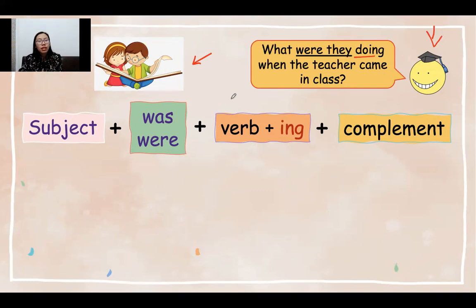Reading. They are reading. Reading what? Reading a TV? Or reading a book. So how many people are there in the picture? Two. So what do we use?